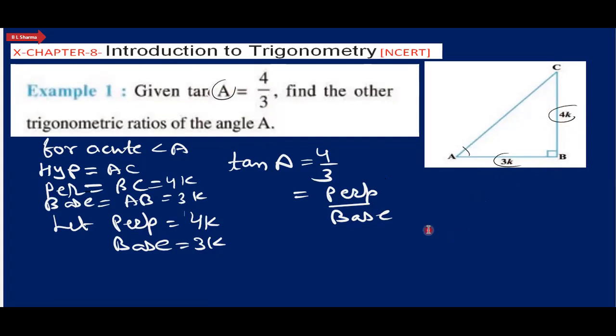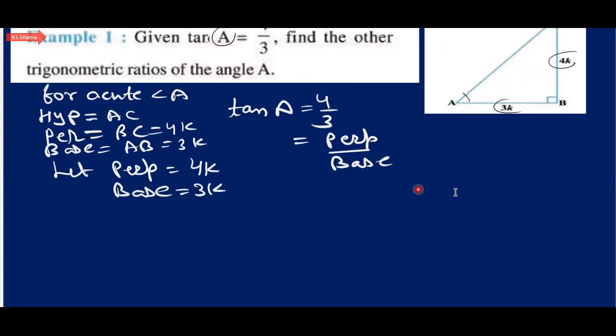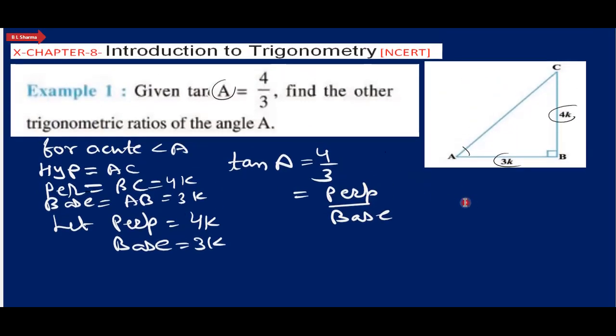But for the ratios we need all three sides. हमें तीनों साइड की जरूरत पड़ेगी. Here perpendicular is given, base is given, but hypotenuse AC is not given. So we use the Pythagoras theorem.